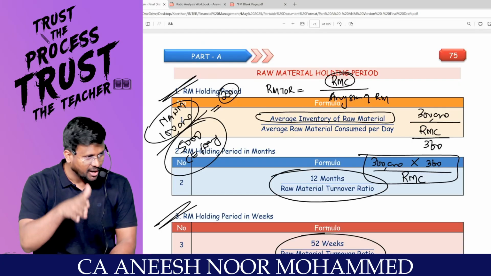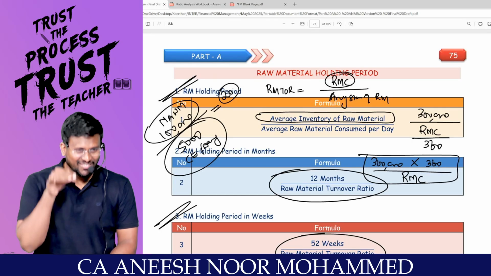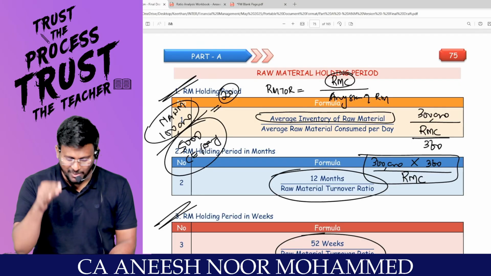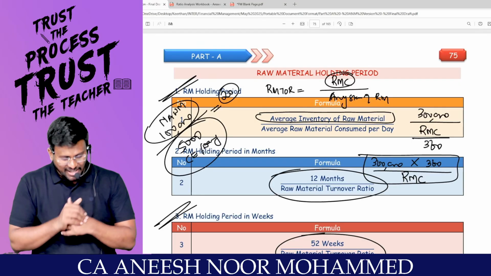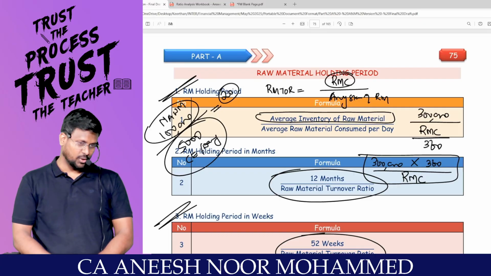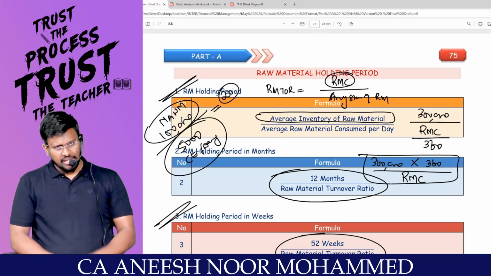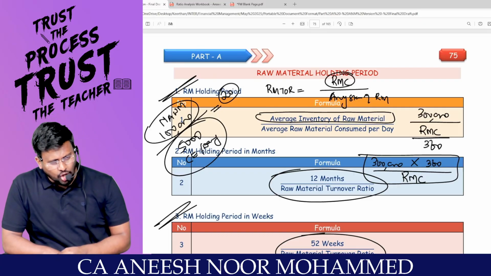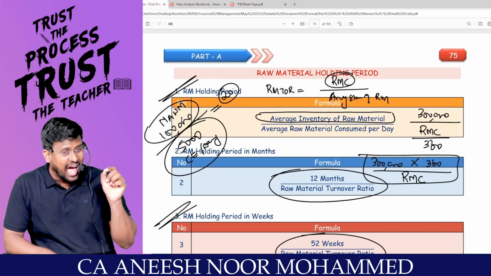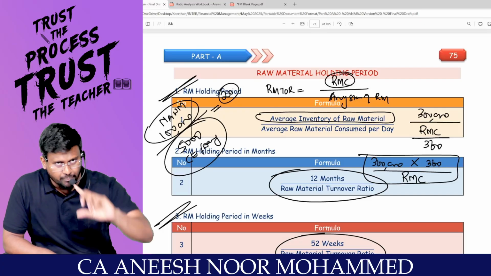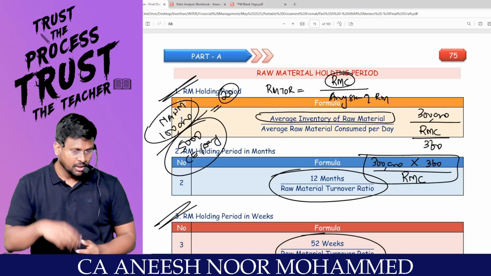Sir, months if you want, it is in months. Sir, weeks if you want, it is in weeks. Part if you want, part is there. Fight if you want, fight is there. Hello, sir. That means raw material holding period is equal to, the real formula, average stock of raw material divided by average raw material consumed per day. Average. Right, sir? The next one, sir.